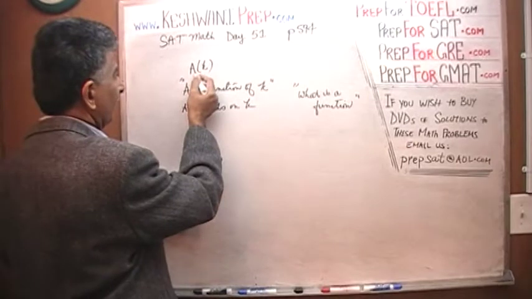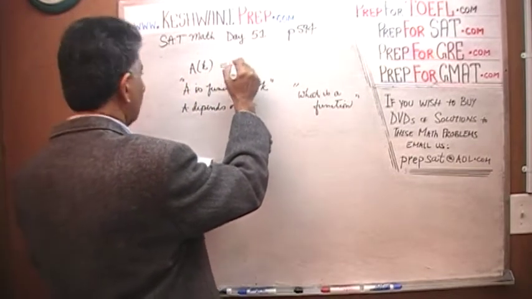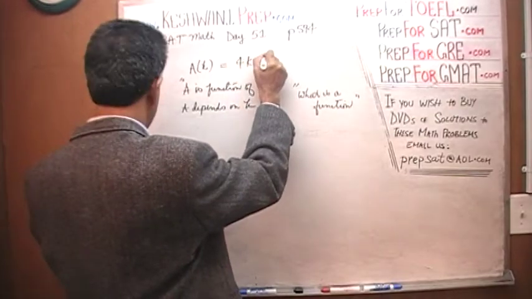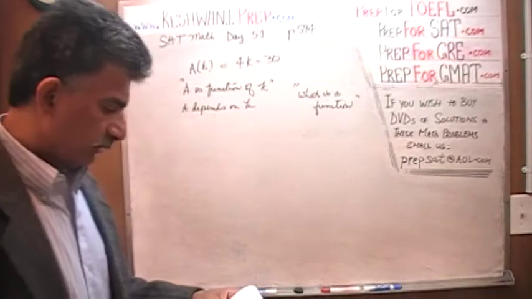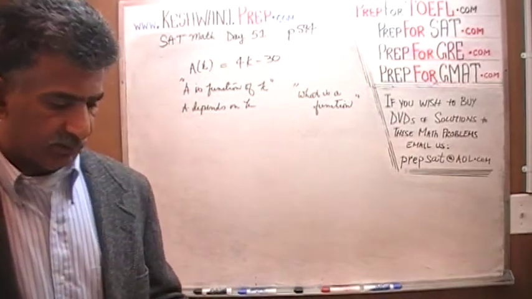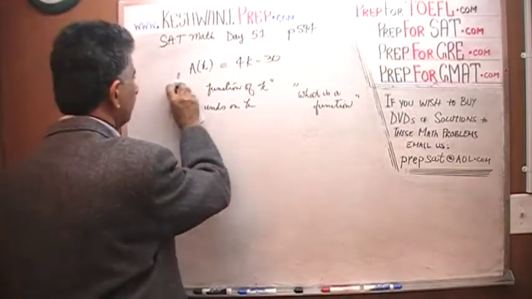The amount of money that is raised depends on the number of cars that are washed, and the relationship is this: 4K minus 30. 4K minus 30. If the group washed 15 cars, what is the net amount they raise? What is the net amount they raise?